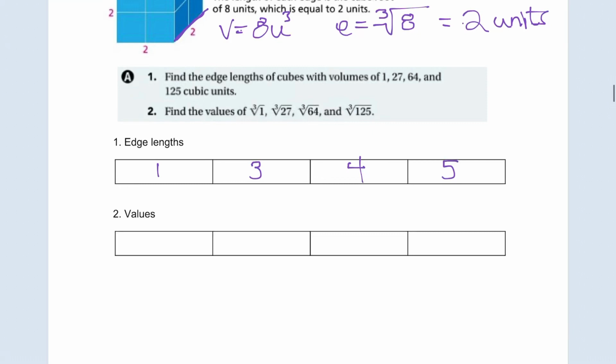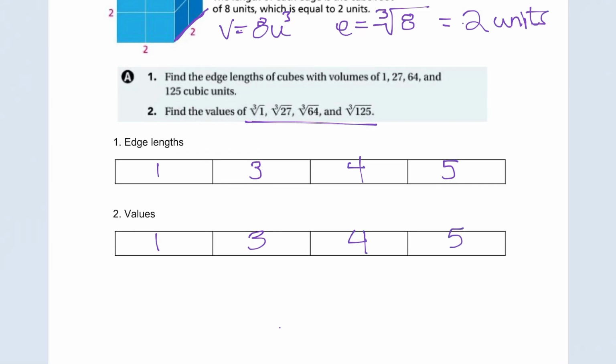Now you'll probably notice that the math behind this thinking here is exactly what's presented in problem 2. Find the values of the cube root of 1, the cube root of 27, the cube root of 64, and the cube root of 125. So we actually end up with the same values here: 1, 3, 4, and 5.